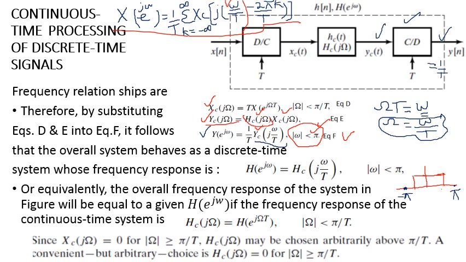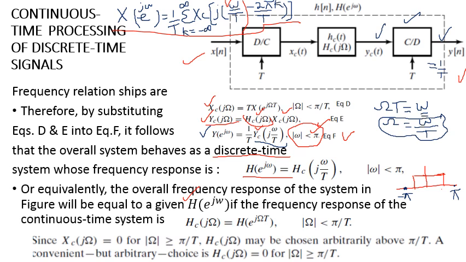So that means the overall system behaves as a discrete time system, because input is discrete and output is also discrete. So here is the block diagram. Whatever is happening inside the block diagram, the overall response of this block diagram is that you have this frequency response. For example, we say that H(e^{jω}) is the frequency response of this overall system.